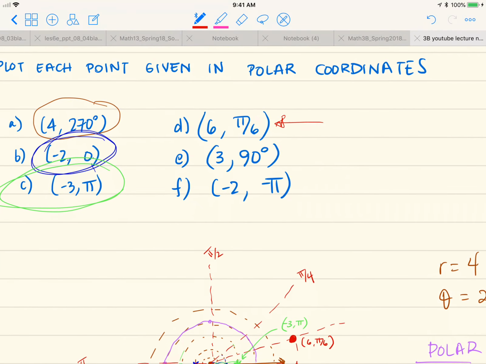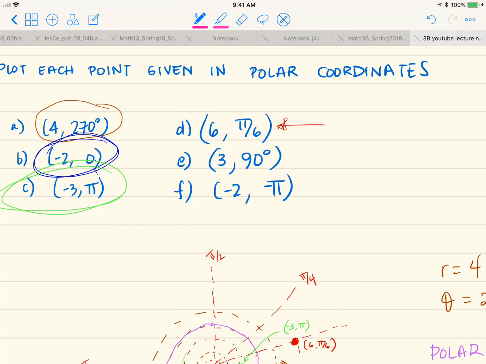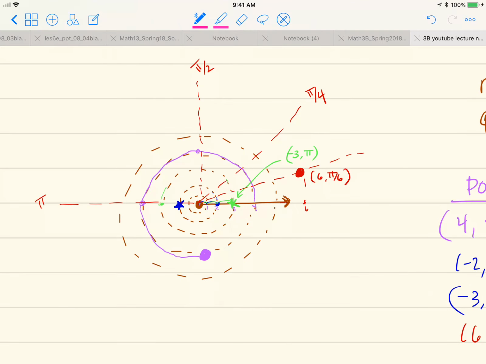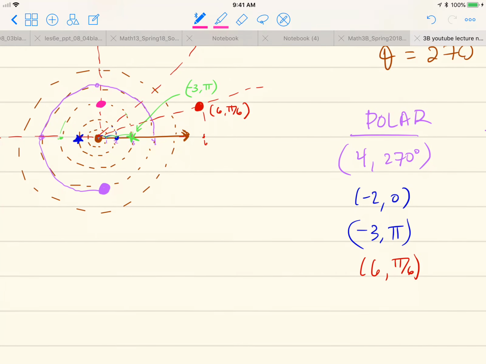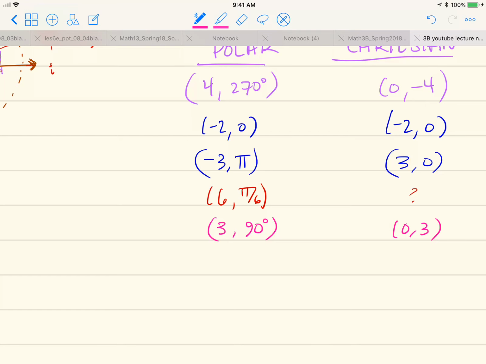So we've got that. What about 3 comma 90 degrees? I'm going to go out to 3 and then up to 90. So that's here. So that's the same thing as just 0 comma 3 in Cartesian coordinates. So 3 comma 90 degrees is the same thing as 0 comma 3 in Cartesian coordinates.